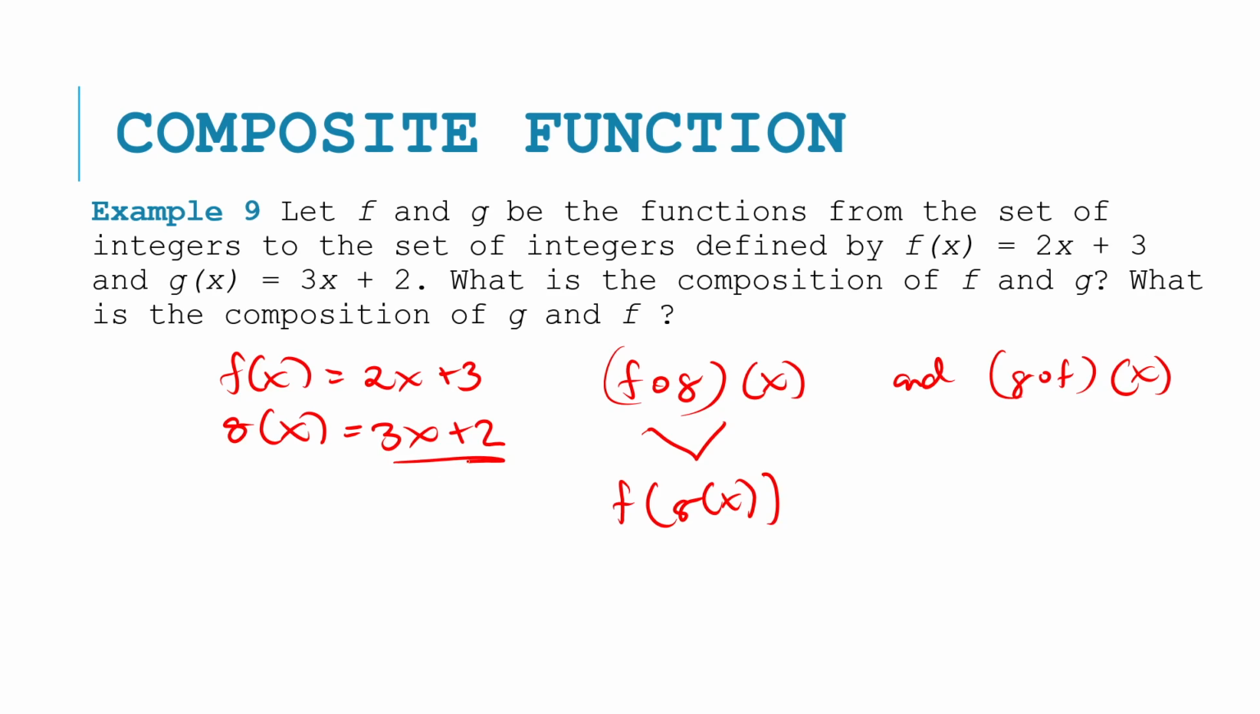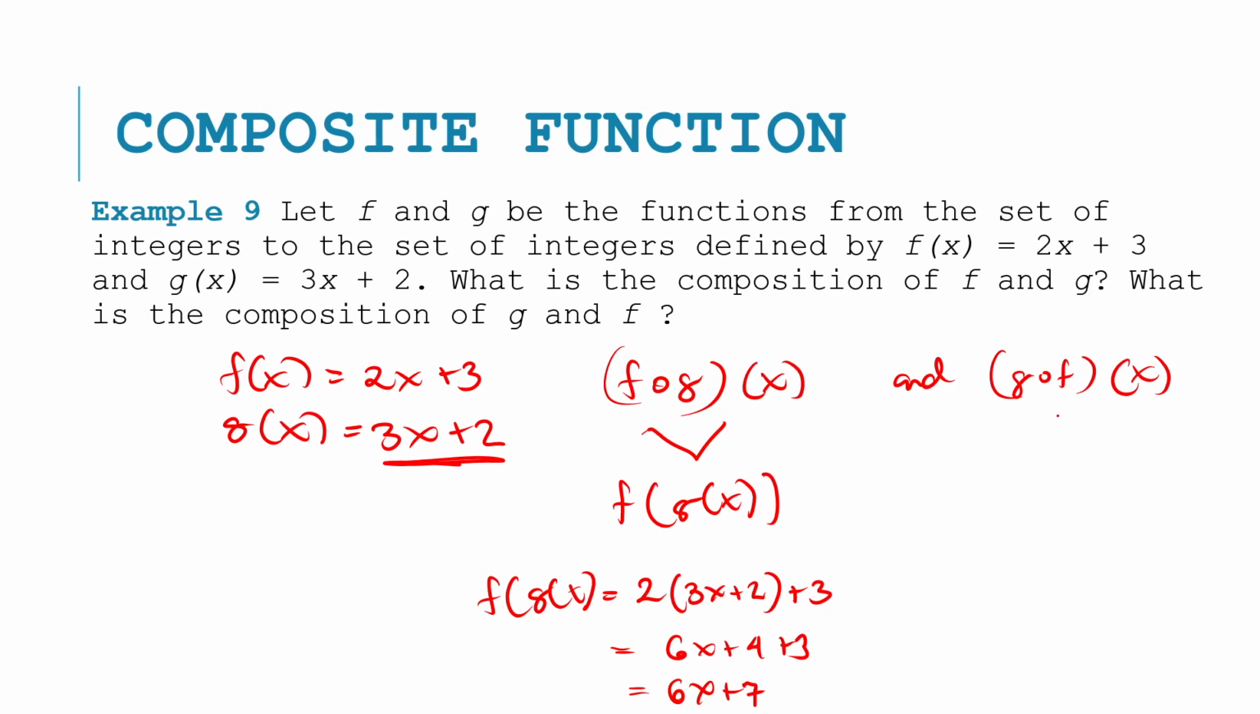Where the function g of x becomes our x, or where we have to substitute our g of x to the x's in our f. And that would give us f of g of x equal to 2 times, here we have to substitute this function to the variable x, so that would give us 2 times (3x plus 2) plus 3, which would give us 6x plus 4 plus 3, and combining like terms would give us 6x plus 7.